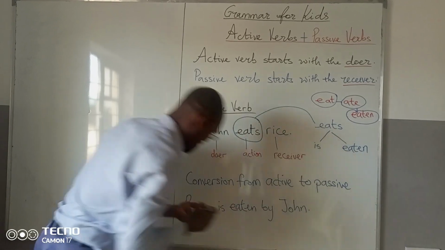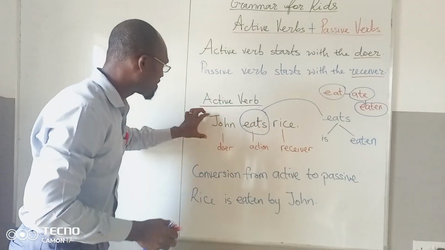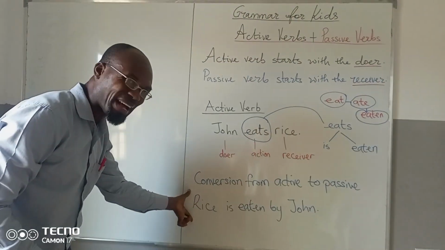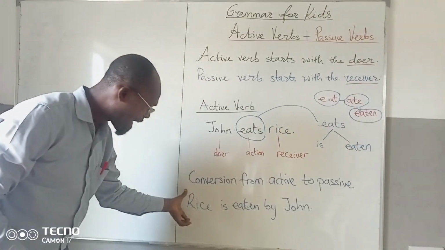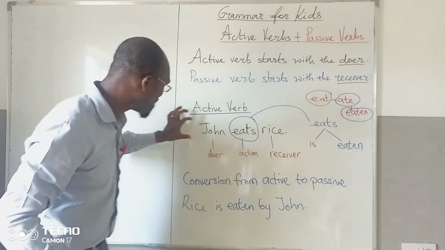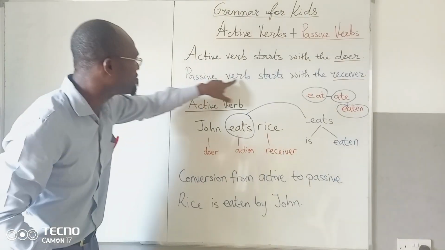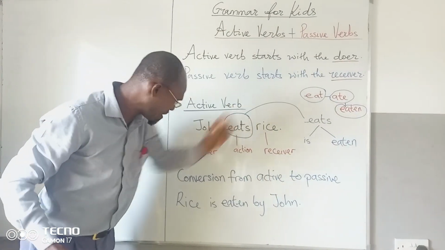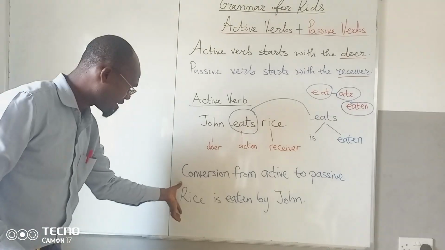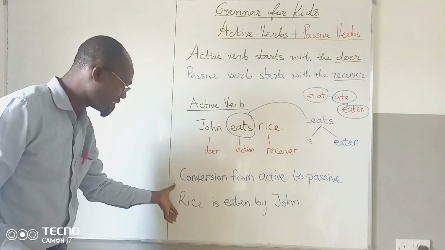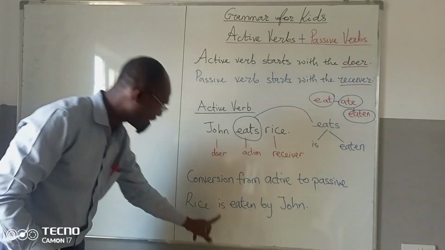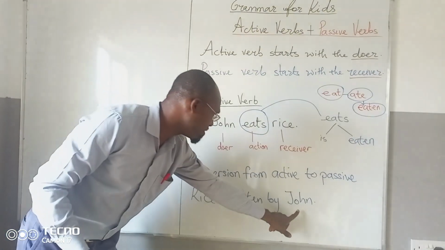John. Take note that in the active verb, you have the doer appearing first. In the passive verb, you have the receiver appearing first. Active verb starts with the doer. John is the doer. Passive verb starts with the receiver. The rice here, which is the receiver, starts the sentence in the passive verb. Rice is eaten by John.